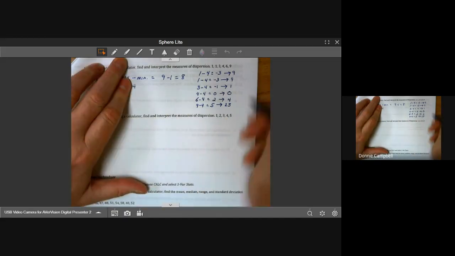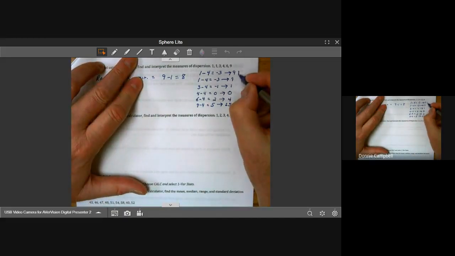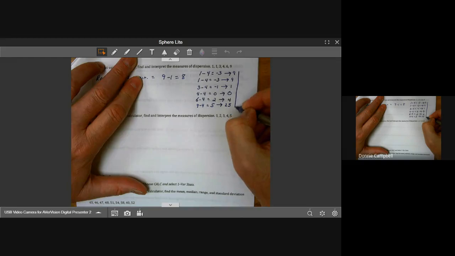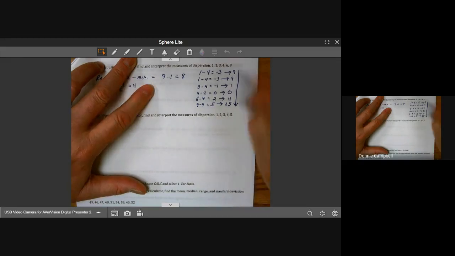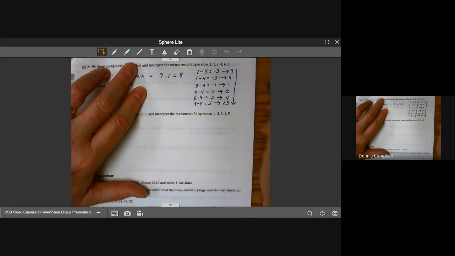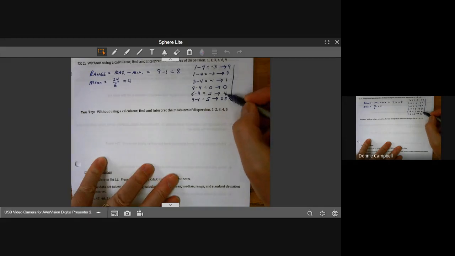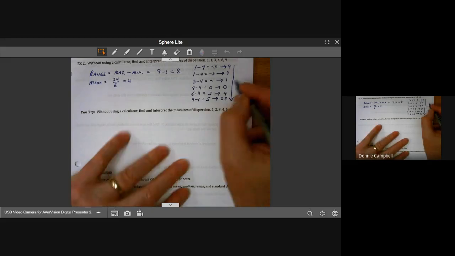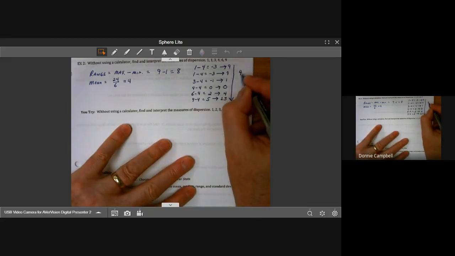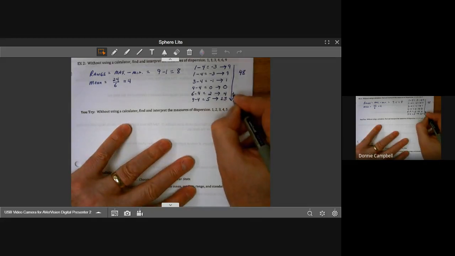Now, what I do is I take every one of these numbers after I've subtracted them from the mean and squared them, and add them up. So we're going to add them all up, okay? So 9 plus 9 is 18, plus 1 is 19, plus 4 is 23, plus 25 is 48. So I add them all up, and I get 48.